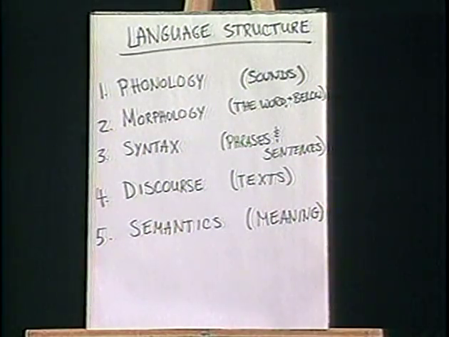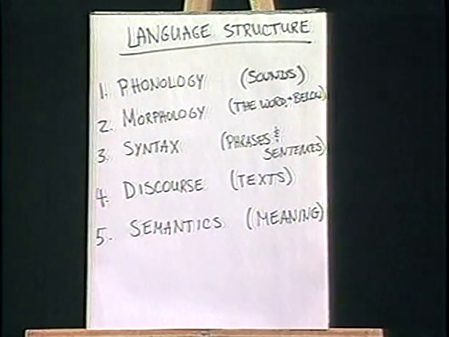We have a chart here which shows the basic areas of structure in any language. First is the phonology, which is the area of study that looks at the sounds of a language and how those sounds may affect each other when they occur next to each other. The second area is morphology. Now this has to do with the units of meaning in a language, the minimal meaningful units of a language.